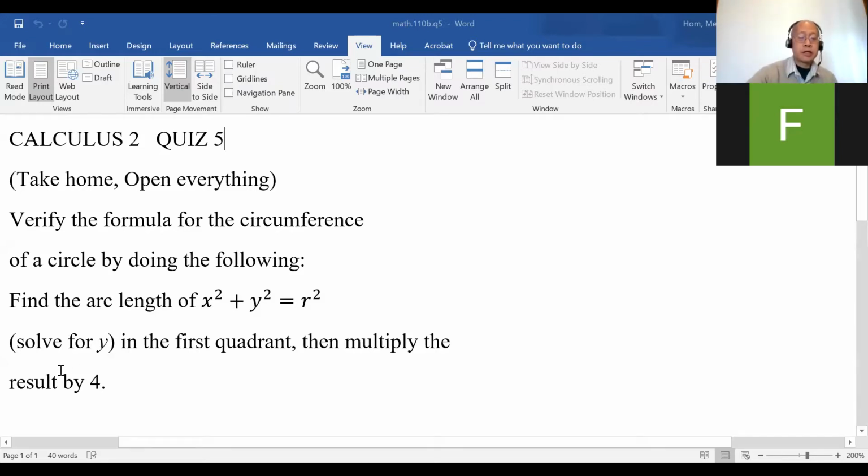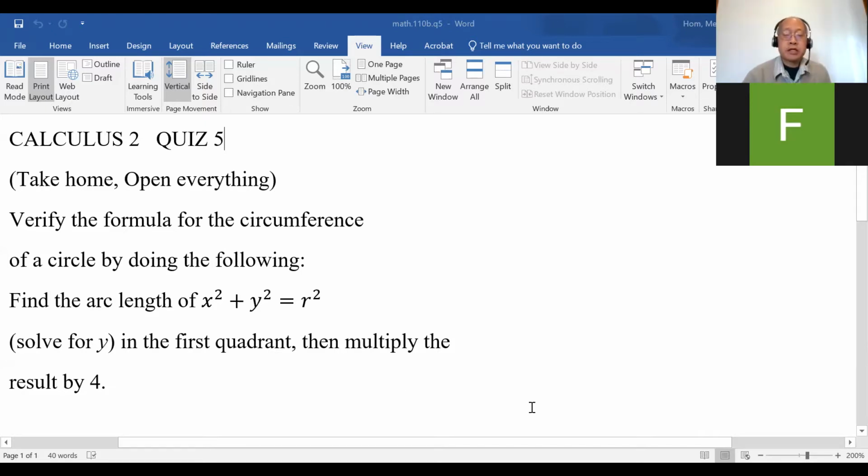Okay. The hint, they tell us solve for y. That should be very easy. Make it y equals blah, blah, blah. Work in the first quadrant. So you're going to find an arc length in the first quadrant and then just multiply the result by 4. Okay, I'll hold it here just a little bit longer.